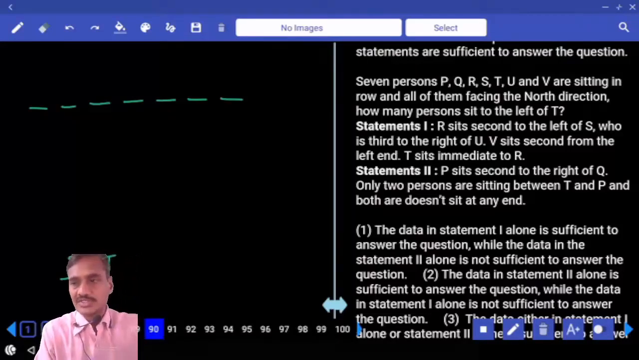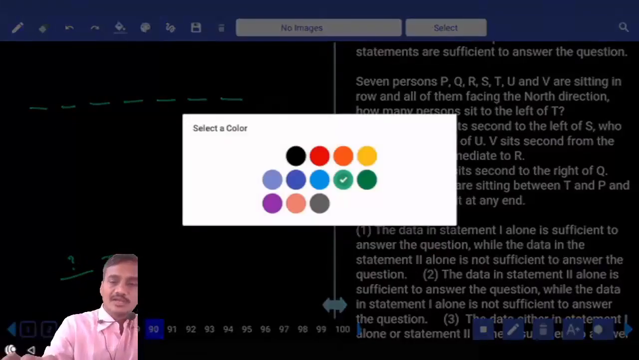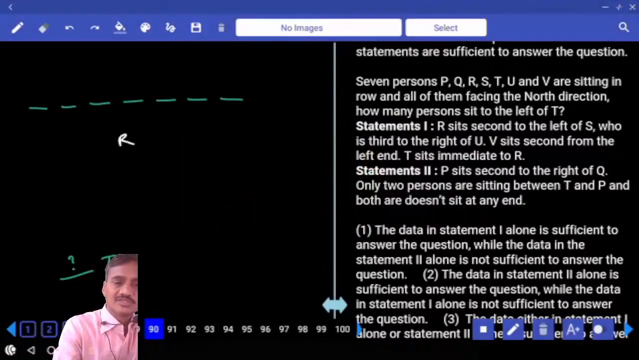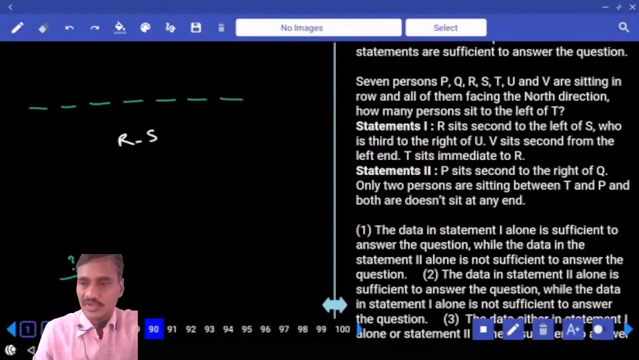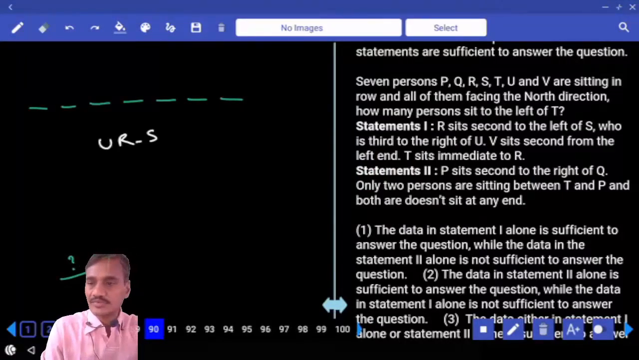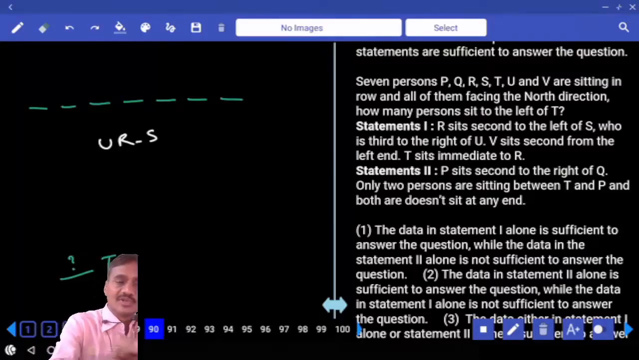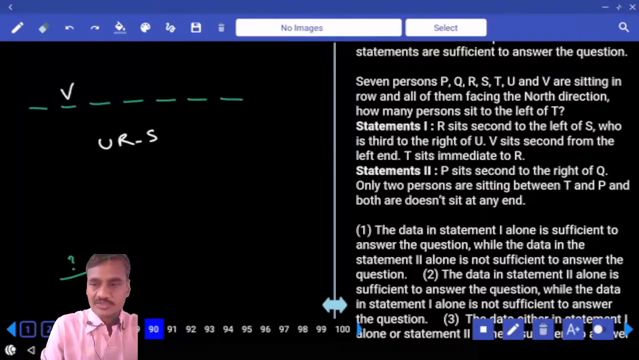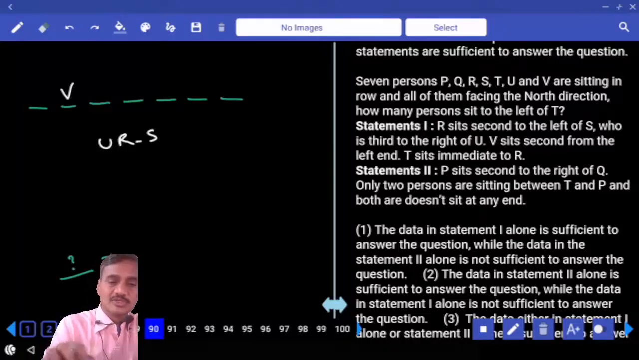First, R sits second to the left of S. R is seated second to the left of S. R is here, S is here. S is third to the right of U. And V sits second from the left end of the row. V is here. And next, T sits to the immediate right of R, means this one. U R T S, U R T S.